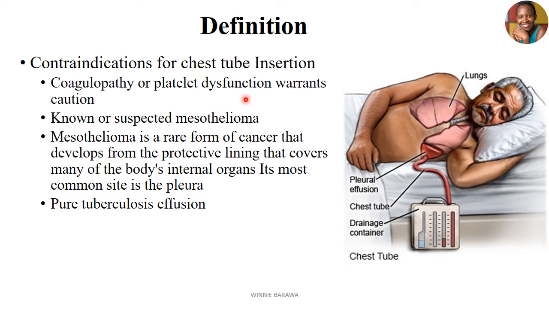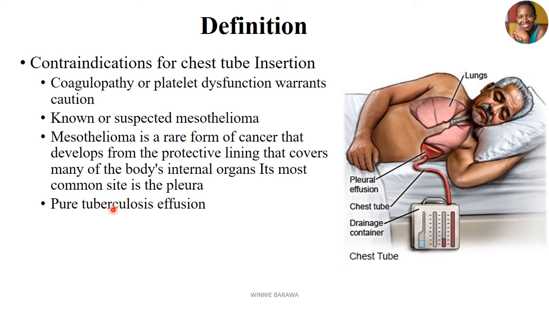The other contraindication is mesothelioma. Mesothelioma is a rare form of cancer that develops from the protective lining that covers the majority of the body's internal organs, and one of its common sites is the pleura. It can occur in the pleural space or the pleural lining, and it can cause risks when inserting a chest tube, possibly because it's a tumor. If you injure a tumor, most of the time it predisposes the patient to extreme hemorrhage, and it can take them through hemodynamic shock. In case of such indications, do not insert a chest tube.